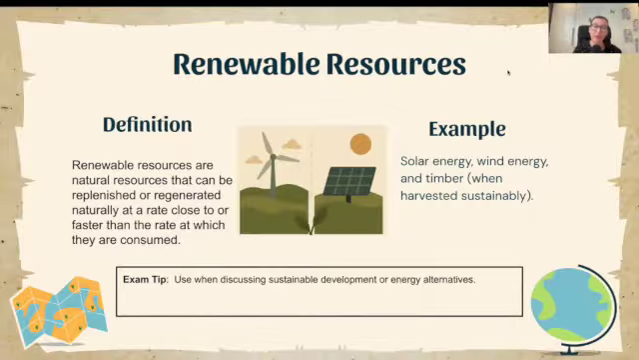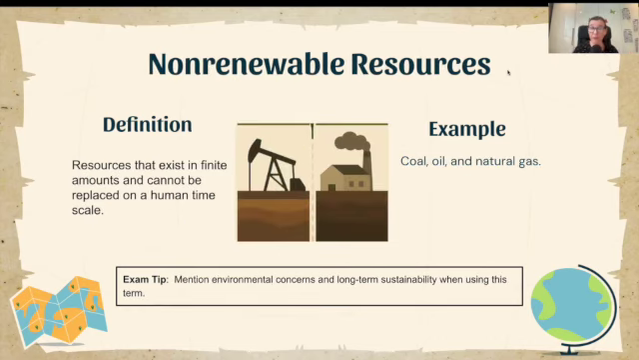Renewable resources. Renewable resources are natural resources that can be replenished or regenerated naturally at a rate close to or faster than the rate at which they are consumed. For example, solar energy, wind energy, and timber when harvested sustainably. Here's an exam tip. When discussing sustainable development or energy alternatives, talk about renewable resources. Non-renewable resources. These are resources that exist in finite amounts and cannot be replaced on a human time scale.